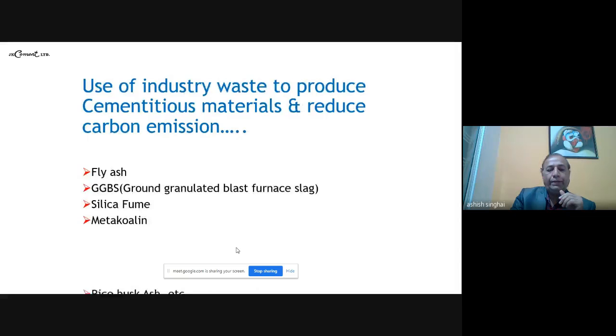So what are the items that can be used as an additional material that can be mixed with ordinary Portland cement to make it green? First is fly ash from the thermal power plants, slag from the steel industry, and then we have got silica fume, metakaolin, and rice husk, etc. That can be replaced to a good percentage as per the BIS, and we can make our product greener.